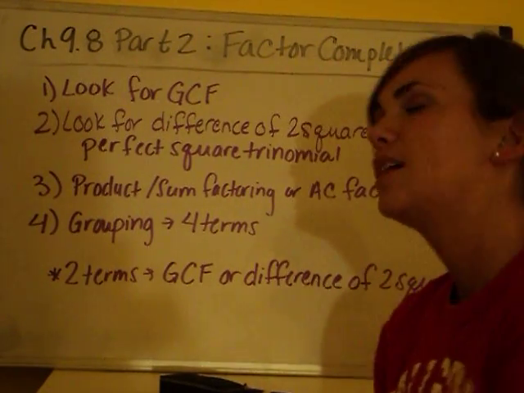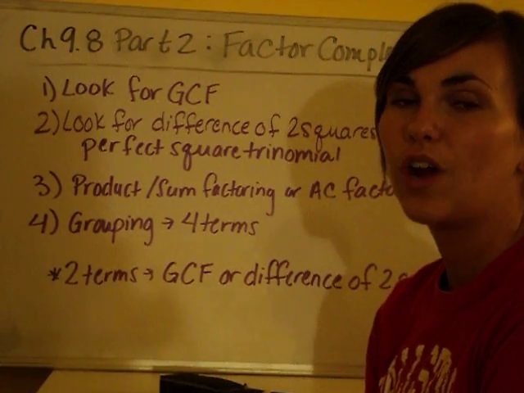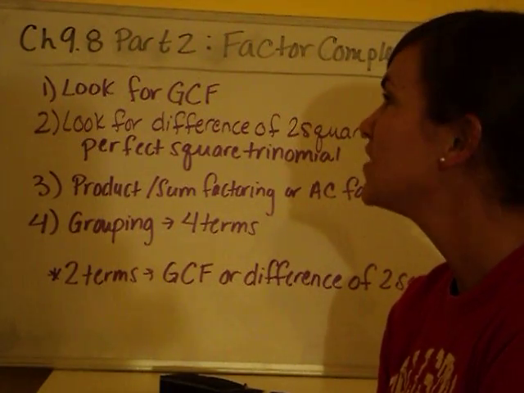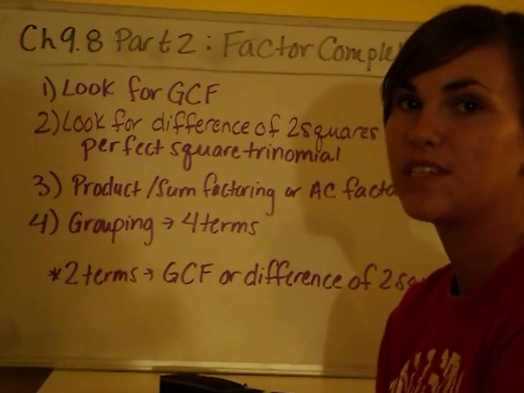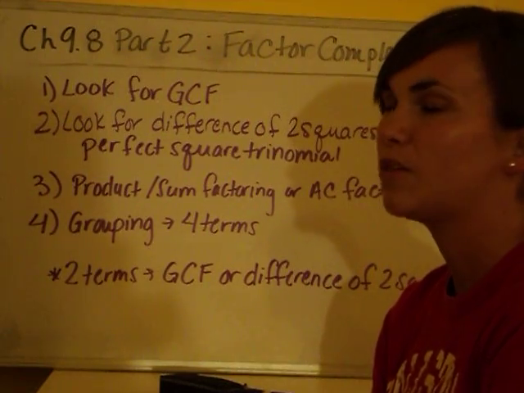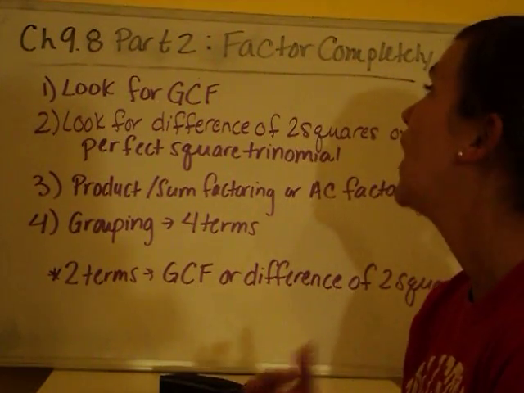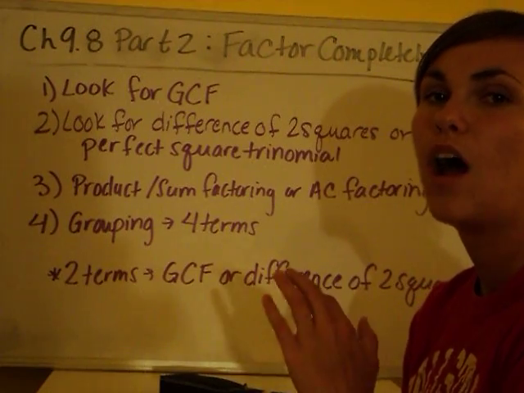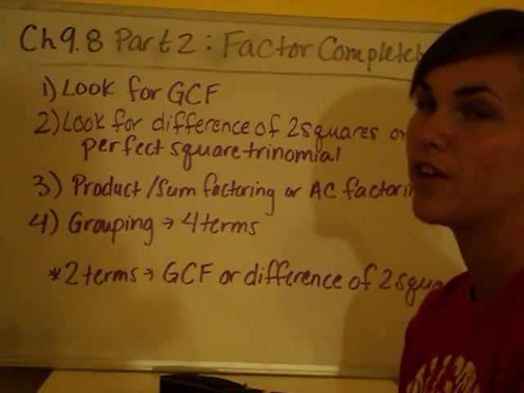Step number 1, always look for a greatest common factor. Greatest common factor just makes factoring simpler. You pull out that common factor, it'll make the problem a lot simpler. So if you have a common factor among all the terms, make sure that you pull that out first.